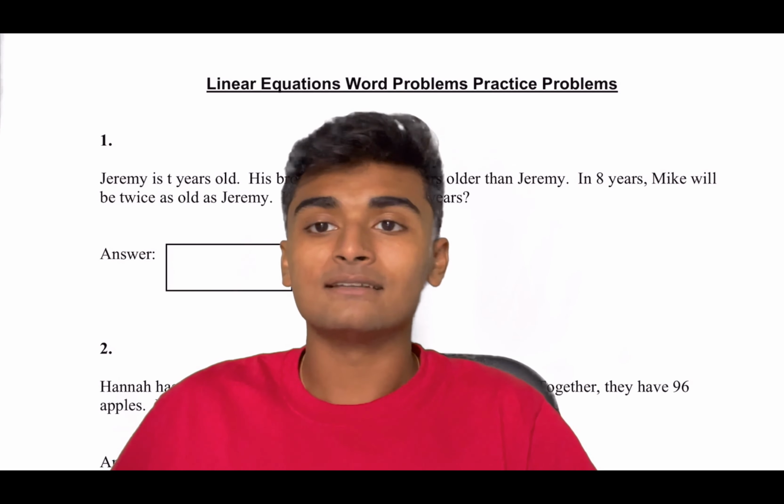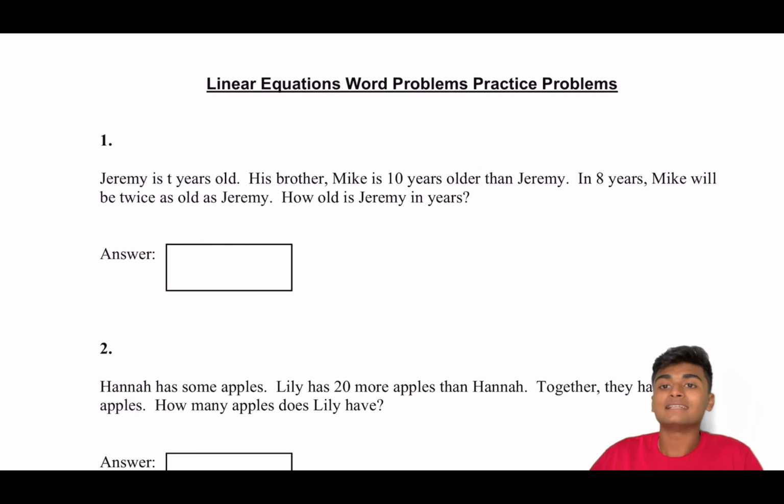Otherwise, let's begin. Jeremy is 2 years old. His brother Mike is 10 years older than Jeremy. In 8 years, Mike will be twice as old as Jeremy. So how old is Jeremy in years?